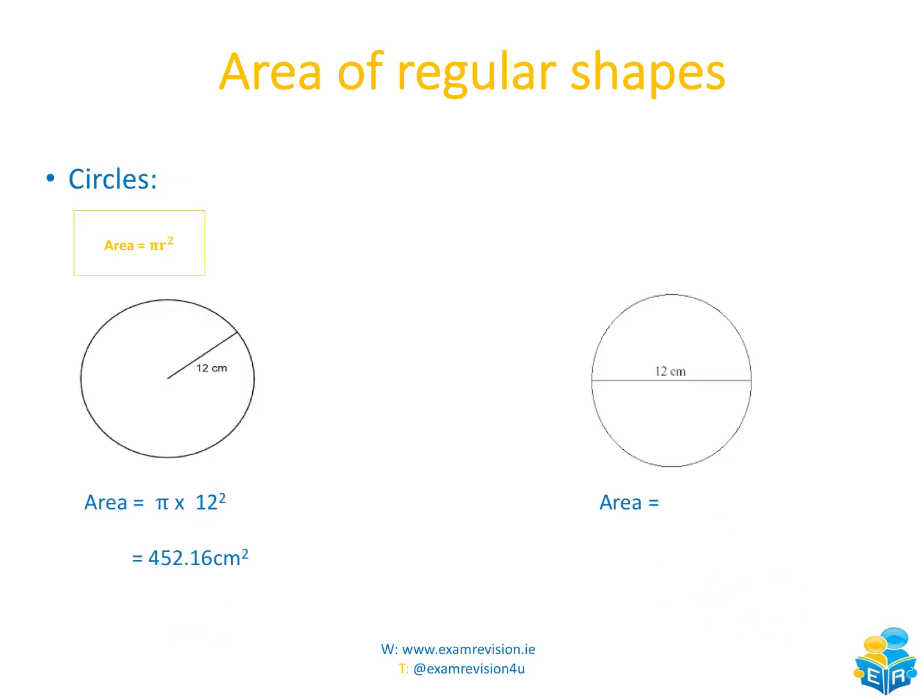Now the final shape we need to know is a circle, and the area of a circle is always found by multiplying pi by the radius squared. Now an approximation for pi is 3.14.